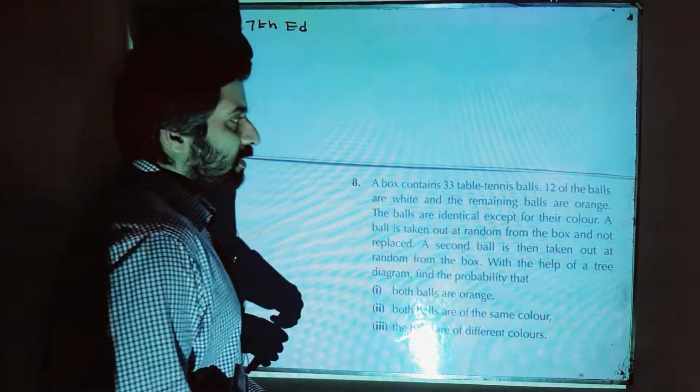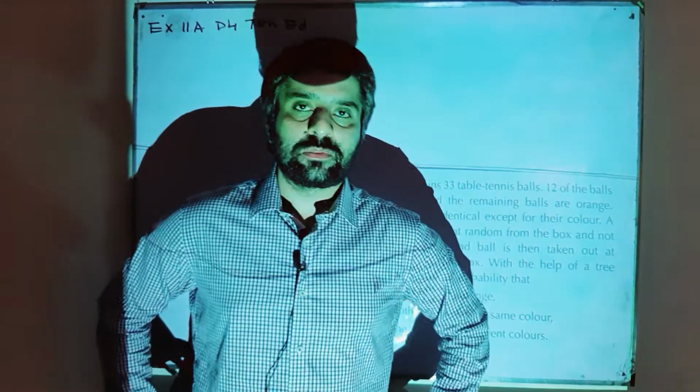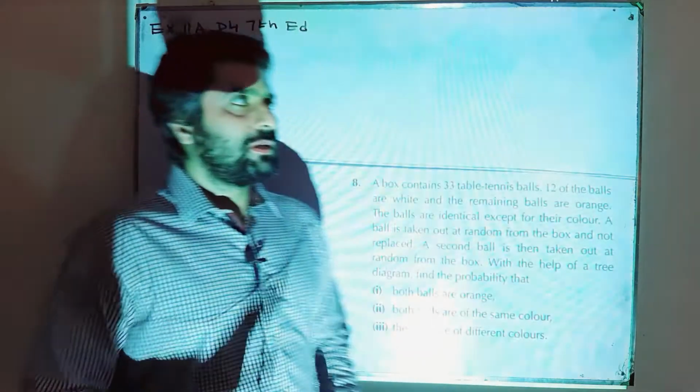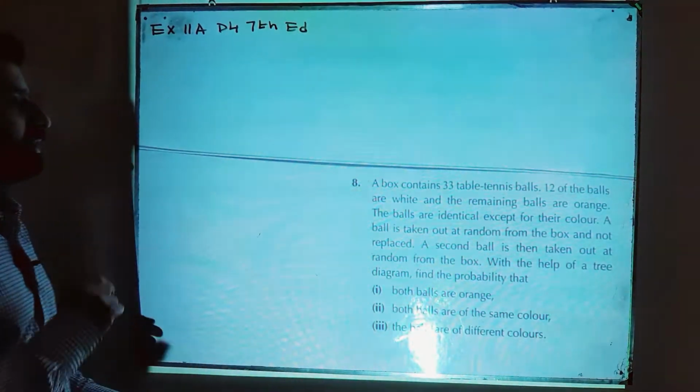In this video, I am going to solve question number 8 from exercise 11a of D4 7th edition. The topic is probability, and we are going to draw a tree diagram, and the case is a dependent one.